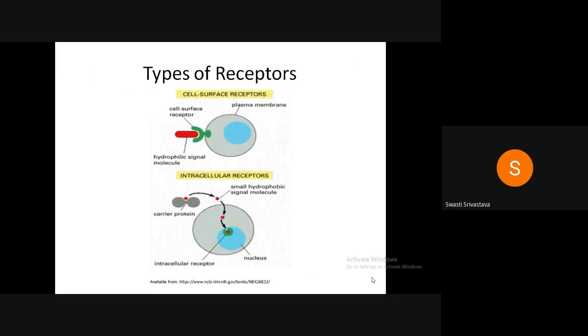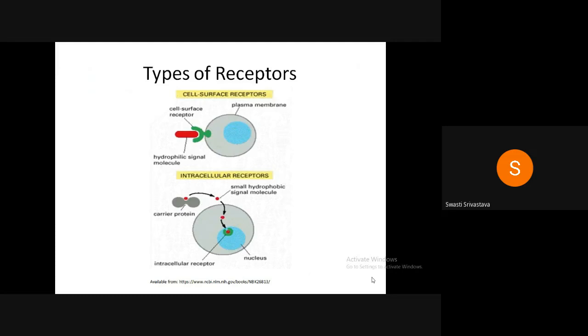Now, the receptors are within the cell itself. No receptor is present on the cell surface for this purpose. So the receptors are within the cell, which means these are the intracellular receptors. Alternatively, they are also known as nuclear receptors, because most likely the receptor is present in the nucleus or on the genomic component of the cell.